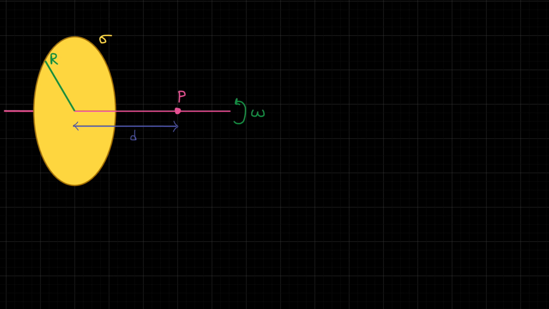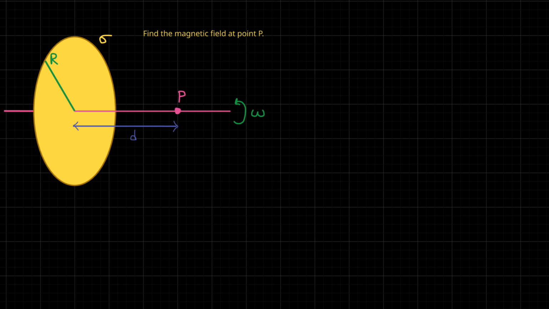In this problem, we have an insulating disk of radius capital R and uniform surface charge density sigma. The disk is rotating about an axis perpendicular to its plane with angular speed omega. We'd like to find the magnitude of the magnetic field at point P, which is at a distance d from the center of the disk.